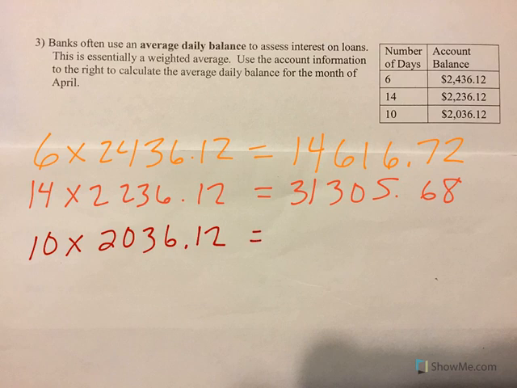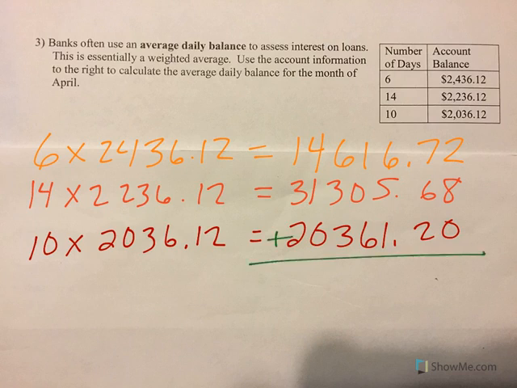And then we had 10 days where they paid $200 more, and now it's at $2,036.12. If this was my loan, I would pay that 12 cents so I could stop looking at it. And that would give me $20,361.20. So if I add these together, right, this gives me my total monies of $66,283.60.